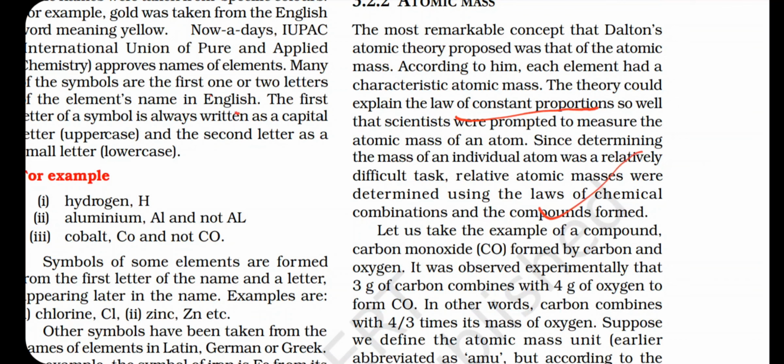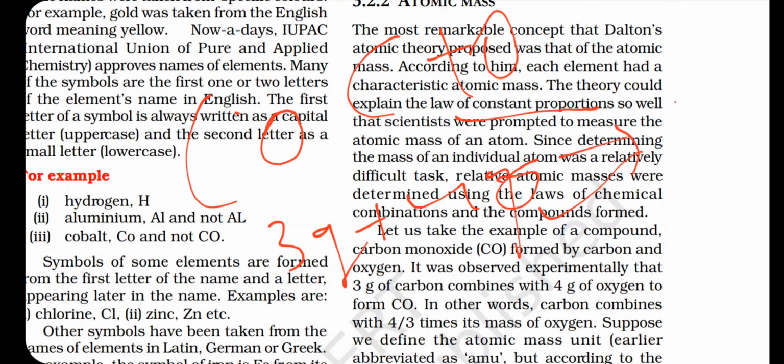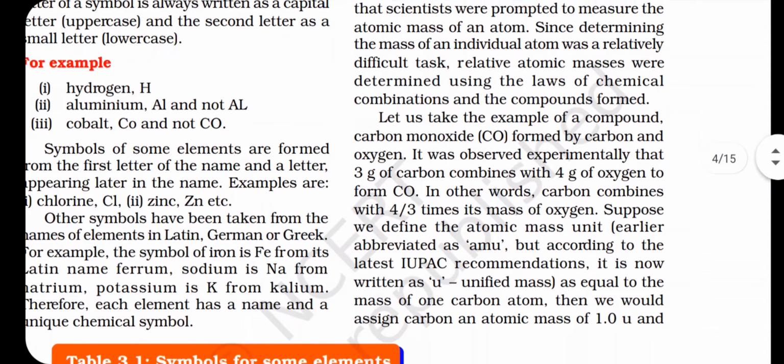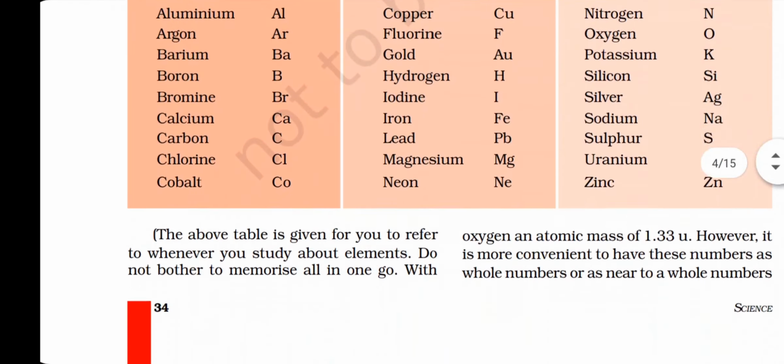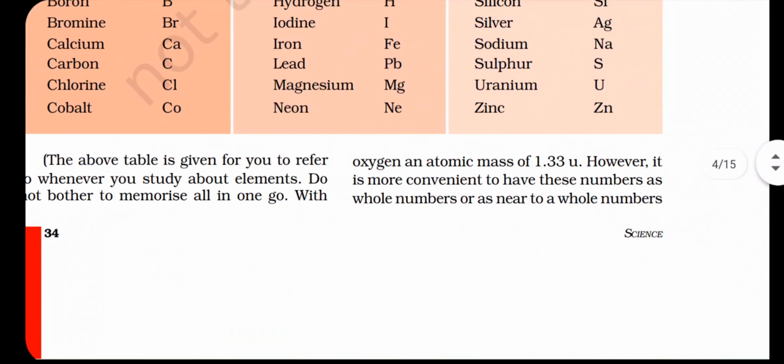So for example, carbon monoxide: we have to take carbon with oxygen to form carbon monoxide. He took experimentally and found out that 3 grams of carbon combined with 4 grams of oxygen to form carbon monoxide. So this is how they do the experiment.